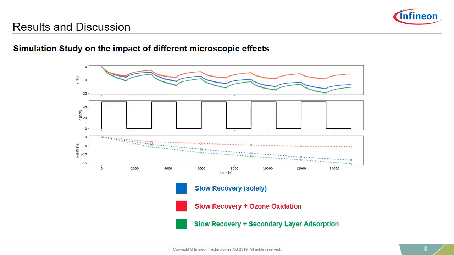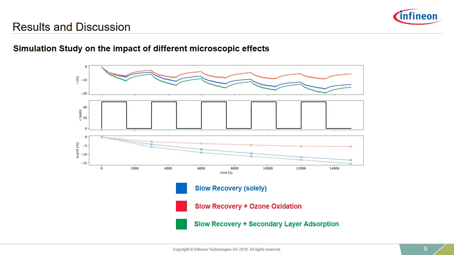For the evaluation of the model, we first did a simulation study on the impact of the different drift-related microscopic effects in order to determine if these effects cause the expected drift behavior. The simulation involved 5 different concentration pulses at 50 ppb of ozone, followed by clean air including regular short heat pulses, which is shown in the middle of the figure. 3 different drift source setups were studied.